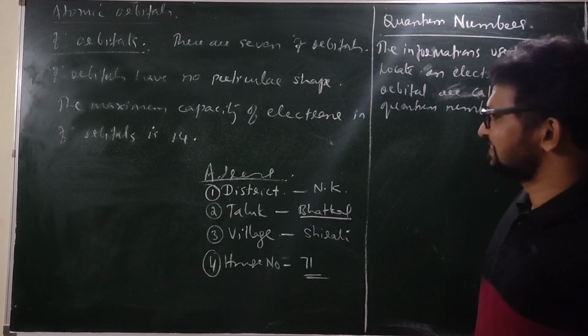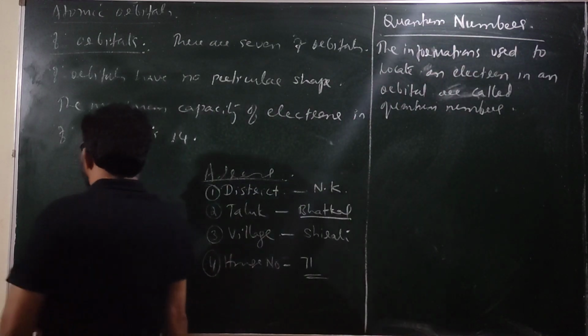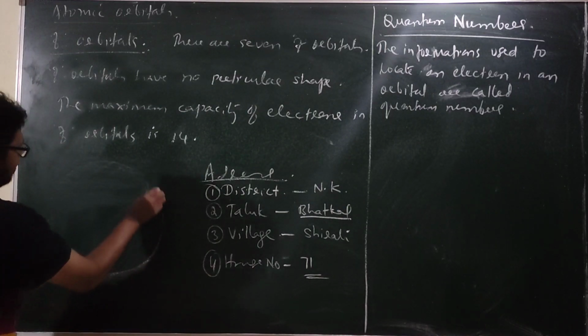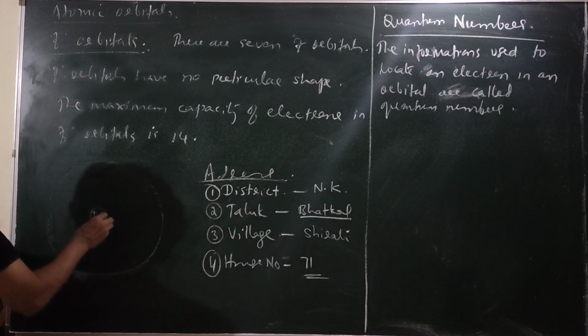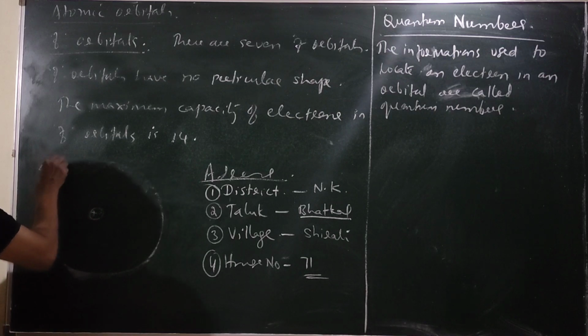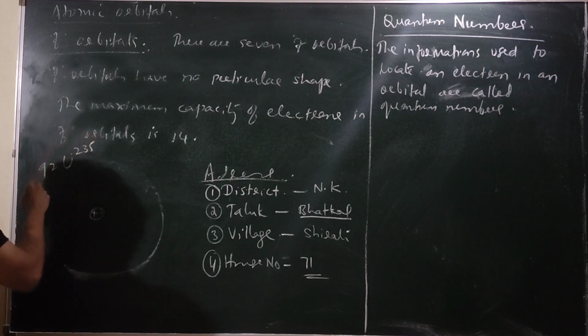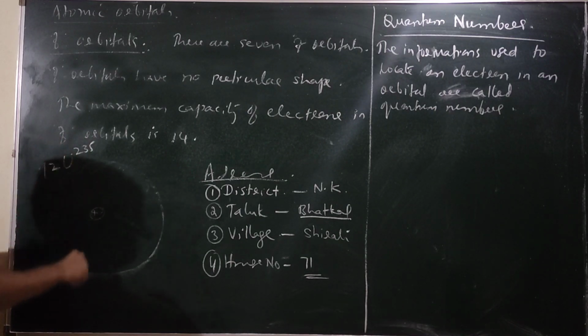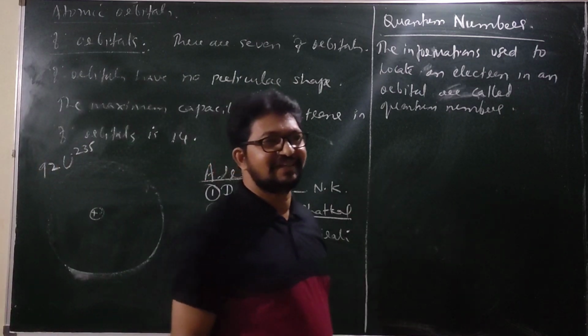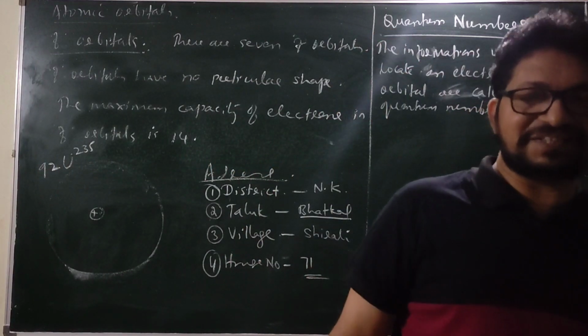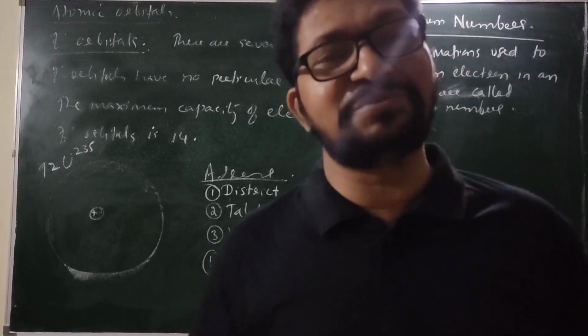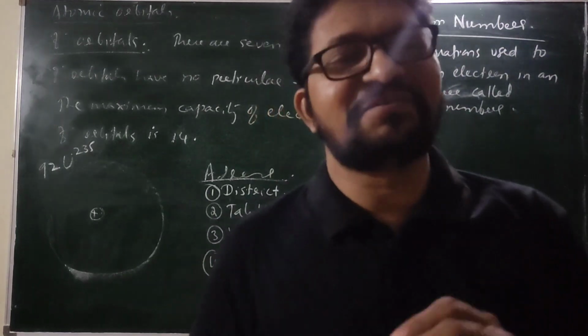Like that, suppose you think of a uranium atom, nucleus, uranium 235. 92 protons are there, it means 92 electrons are there. How to search the particular electron out of 92? I require an address.